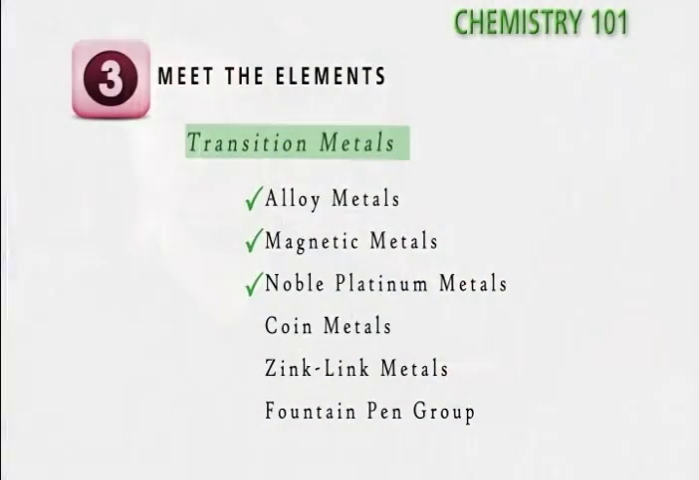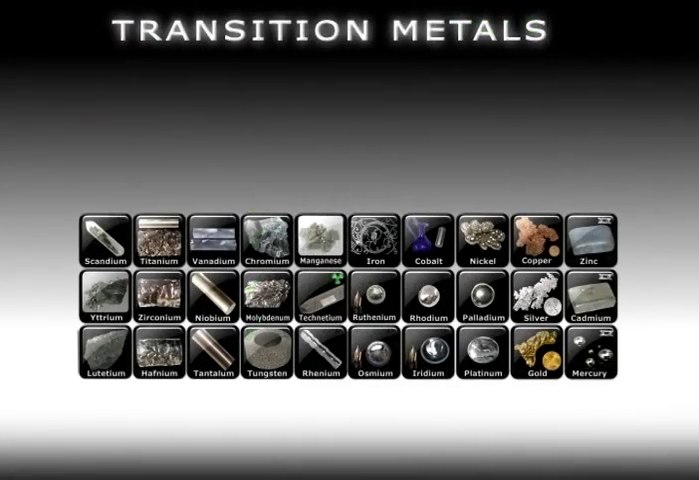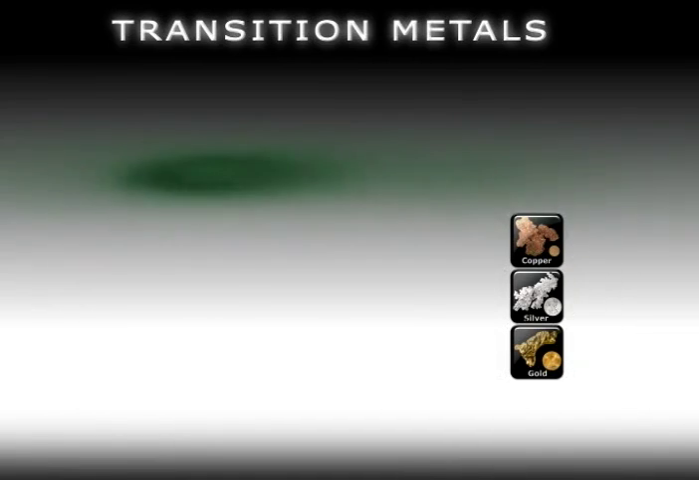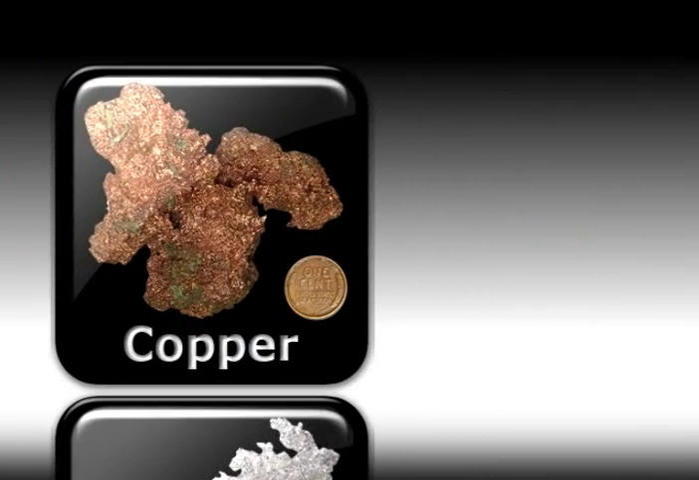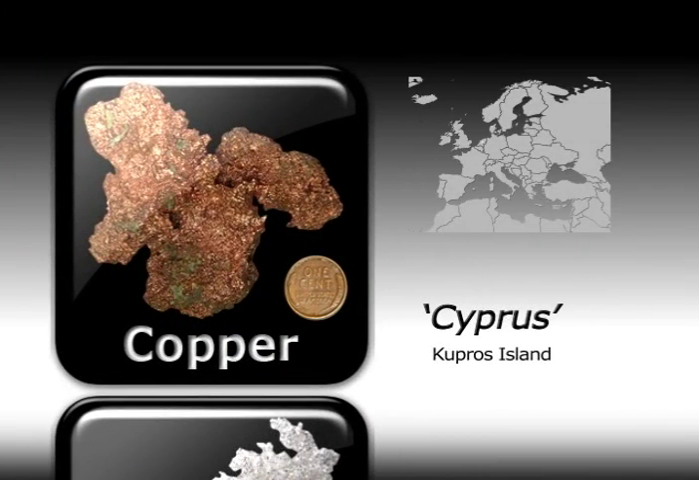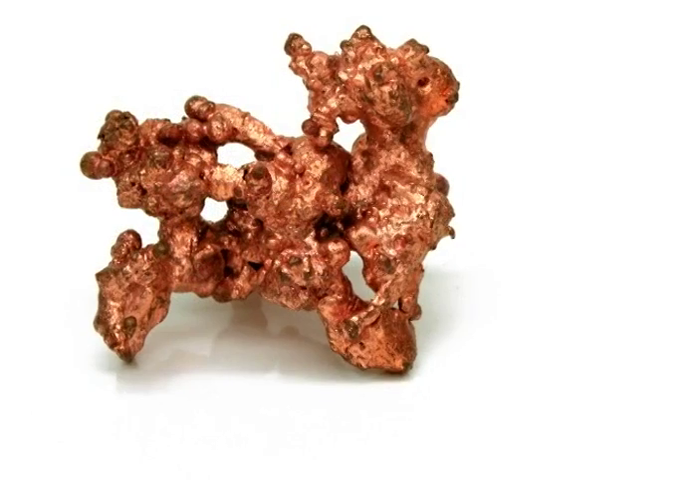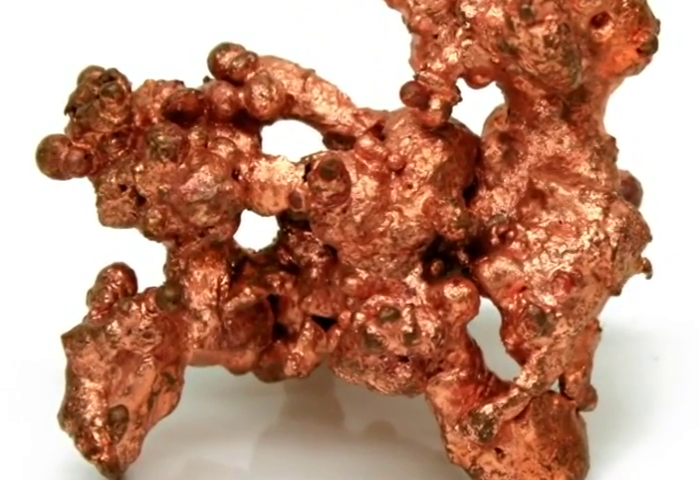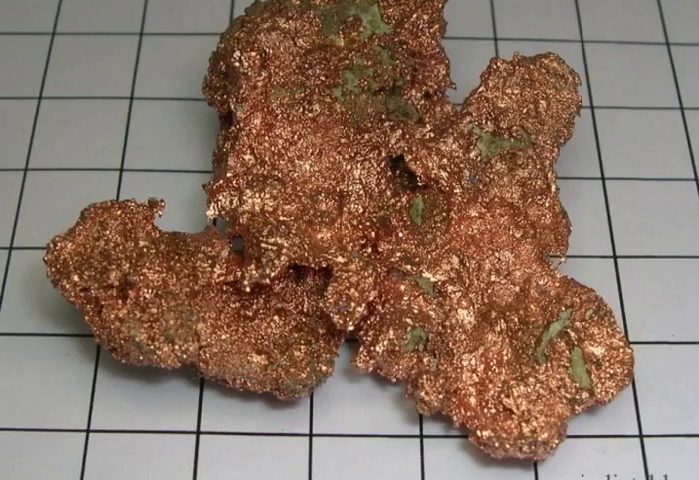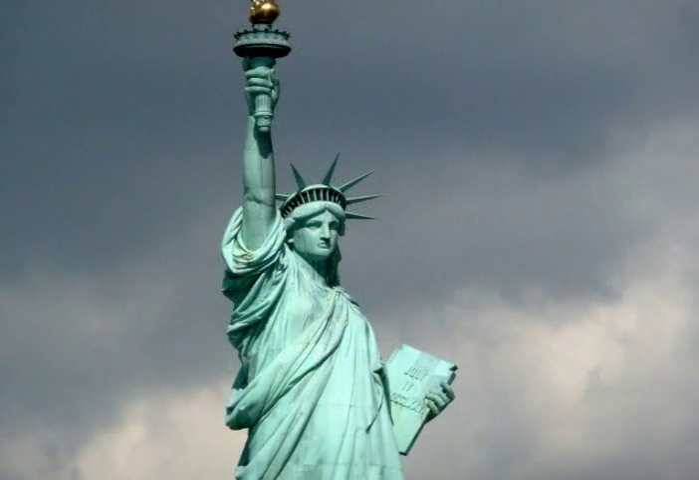Interestingly, the coin metals are also the best known conductors of electricity in the known universe: copper, silver, and gold. Copper, from the island Cyprus, where ancient copper mines were located. A soft, easily worked metal and one of the first and most important metals worked by man. The Statue of Liberty is covered with copper plates, which turn a green tint after exposure to the moisture in the air.